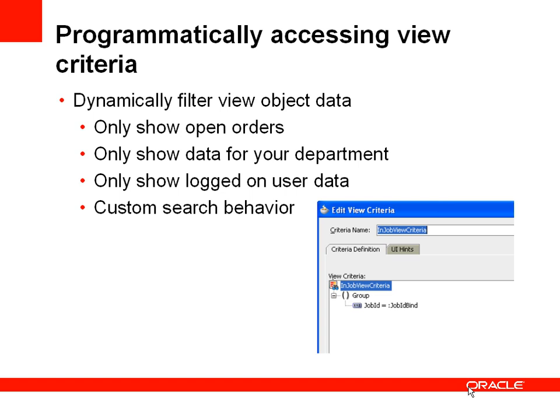Well, it could be that you might dynamically want to filter a view of data depending on some action within your application. For example, rather than showing all orders in a system, you only want to show orders which are open. You might want to only show data for the current department or the current user who's logged in. Or you may want to create your own custom search behavior or panel in which the user enters specific data and then presses a button and you apply a sort, a filter or a view criteria based on that.